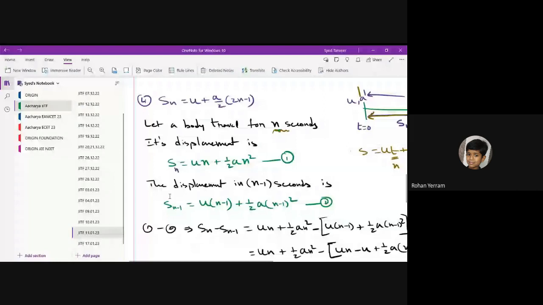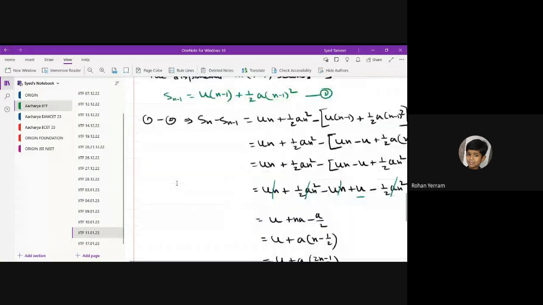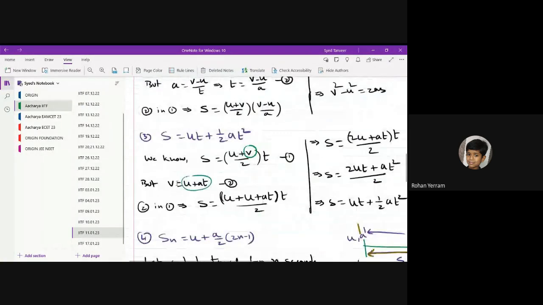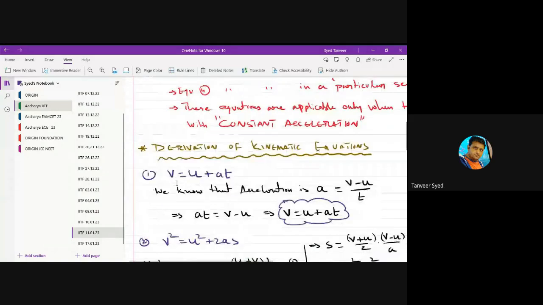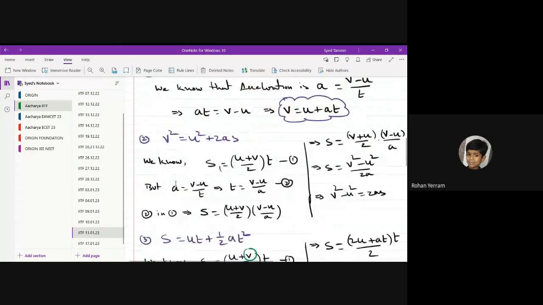Sir, last class I wasn't able to attend the physics class. I checked the notes and recording. I have one doubt, sir. What is the derivation for the fifth kinematic equation?